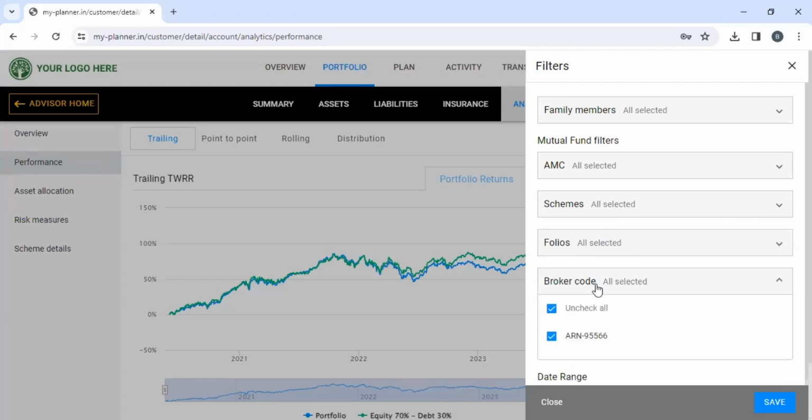Broker code is very important because some of the times what we've also seen is if a client has multiple brokers, we can apply one broker code. So against a single time period, we can apply filters of other broker codes and actually see what's the returns being generated by all these broker codes.